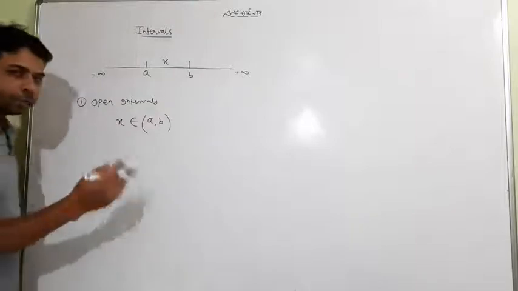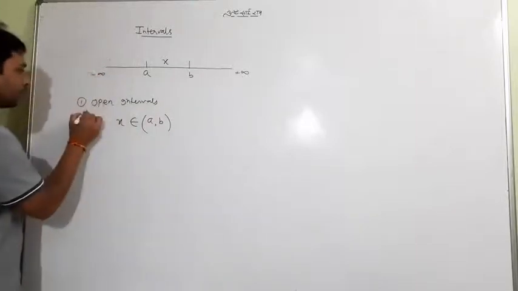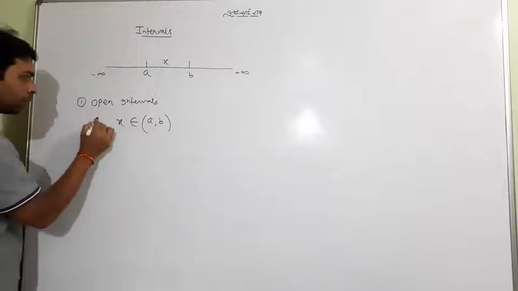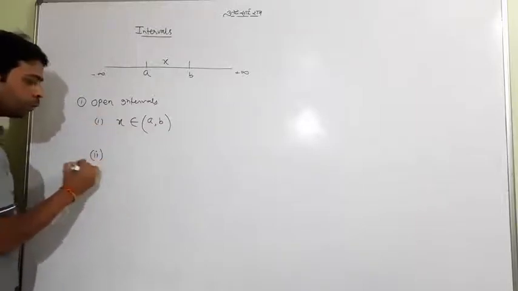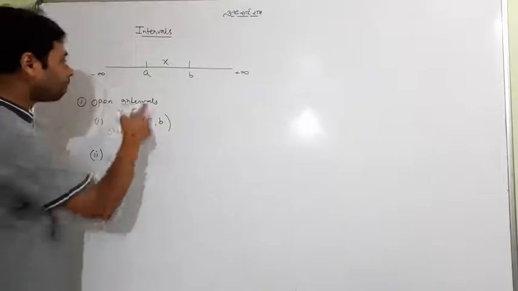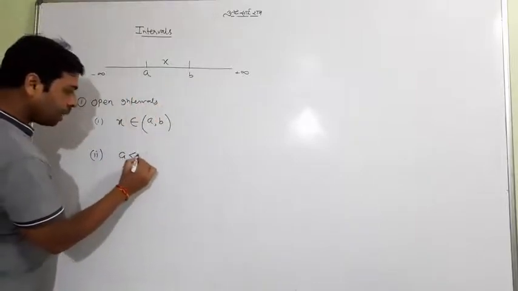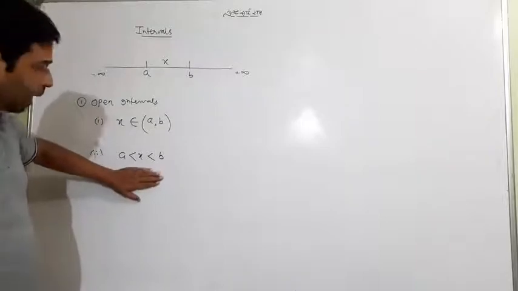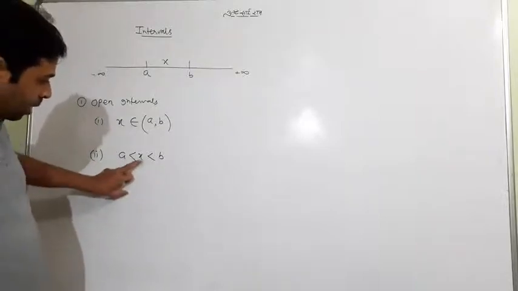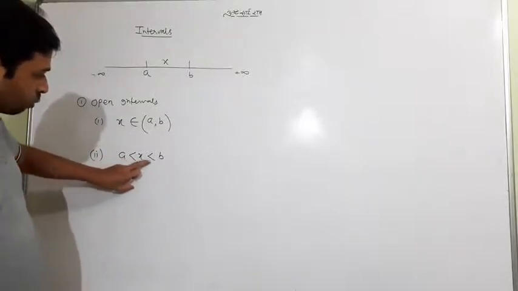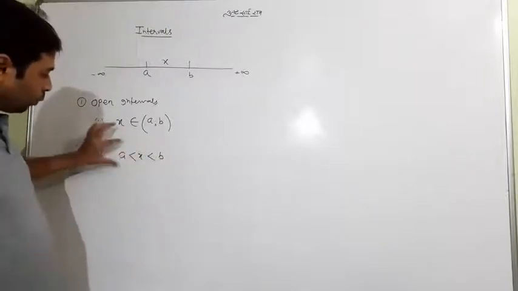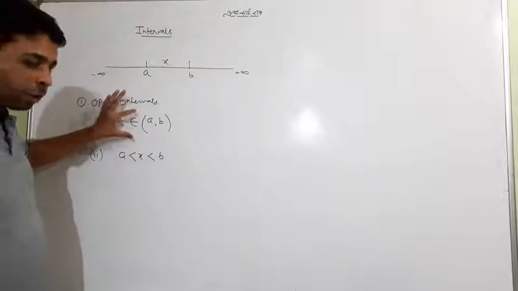I am telling you the expressions one by one. This is the first expression of showing the open interval. Now the second way of showing the open interval is a < x < b. One can simply understand that x is lying between a and b, x does not equal a, and x does not equal b. This is the open interval. If you have this, you can write this.